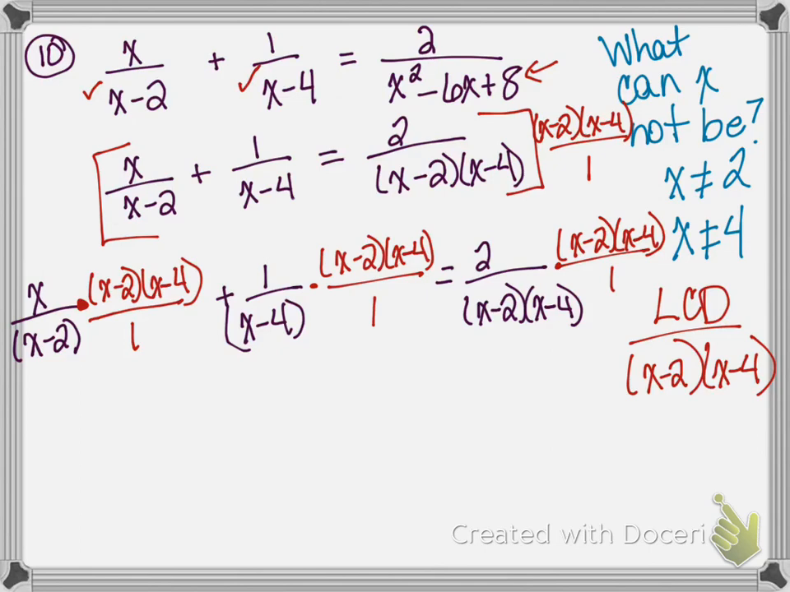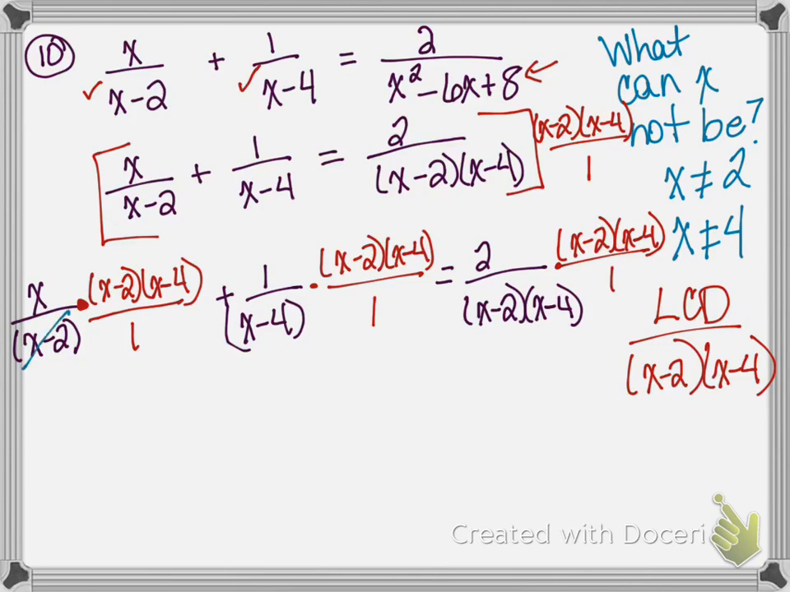Okay. So now I have multiplied every single rational by my LCD. So in my next step, what should happen to all the denominators? They should be gone.